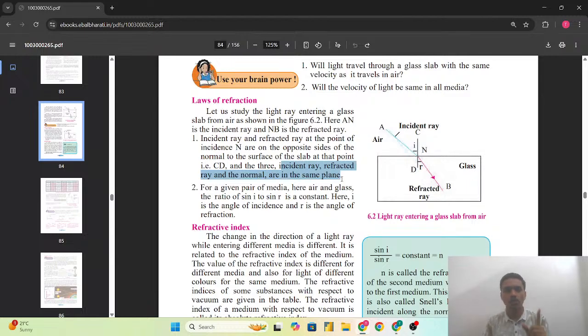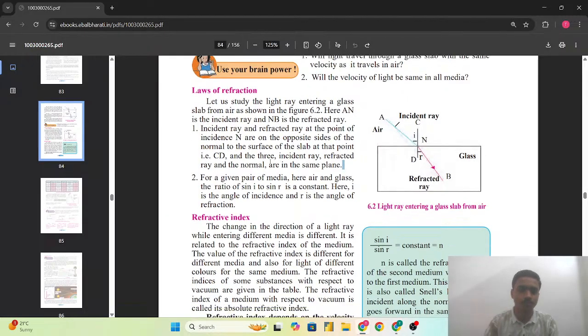This is the first law of refraction, and the laws of refraction are the most important. So we have to remember this, that this will be asked definitely in many major exams also. So it is also important from the exams perspective, and also for solving the numericals.